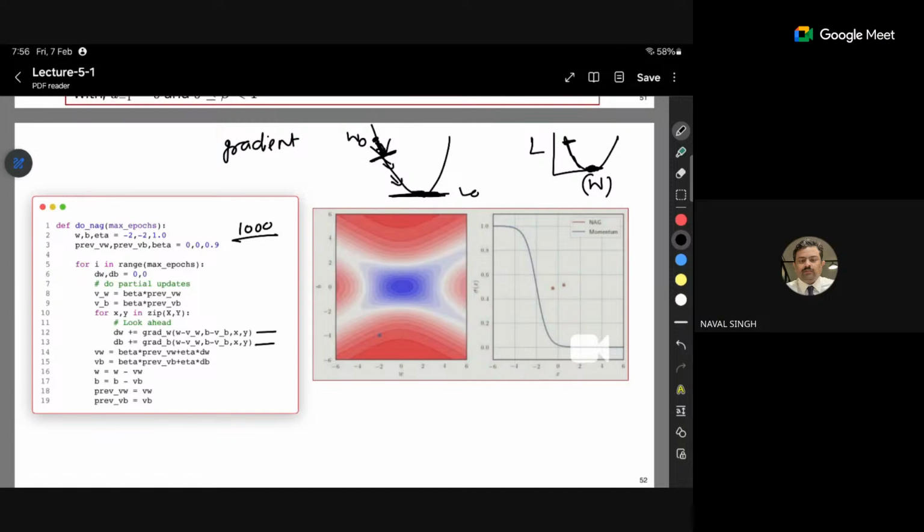Understood. I was just trying to figure out the practical application of how we're trying to optimize the number of epochs in this W optimization. Okay, understood, got it.